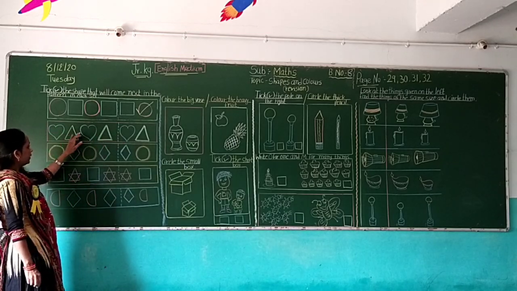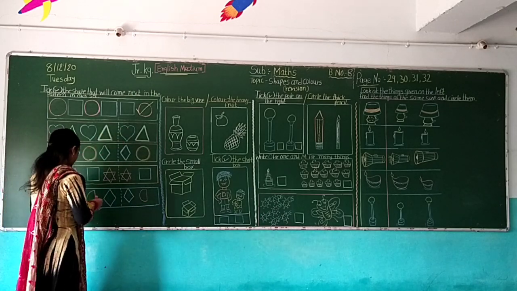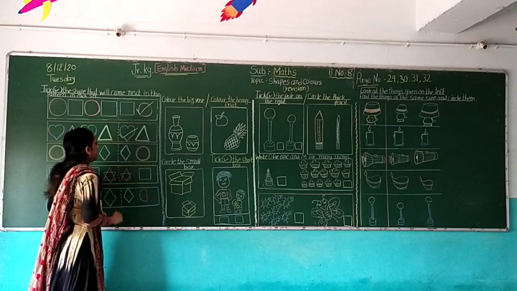Triangle after heart. Heart, triangle and heart. Next shape is heart. So here we tick correct.